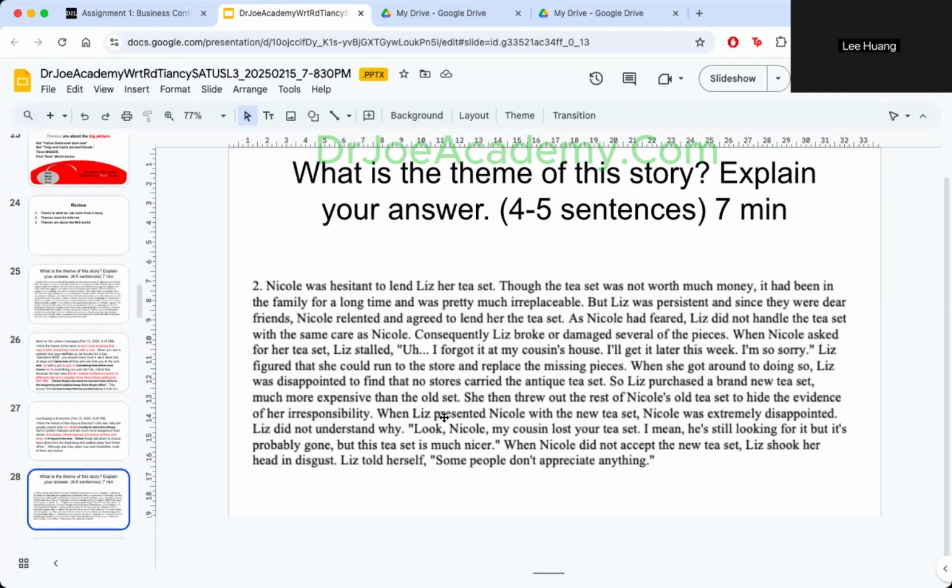So Liz purchased a brand new tea set, much more expensive than the old set. She then threw out the rest of Nicole's old tea set to hide the evidence of her irresponsibility. When Liz presented Nicole her new tea set, Nicole was extremely disappointed. Liz did not understand why. Look, Nicole, my cousin lost her tea set. I mean, he's still looking for it, but it's probably gone. But this tea set is much nicer. When Nicole did not accept the new tea set, Liz shook her head in disgust. Liz told herself, some people don't appreciate anything.